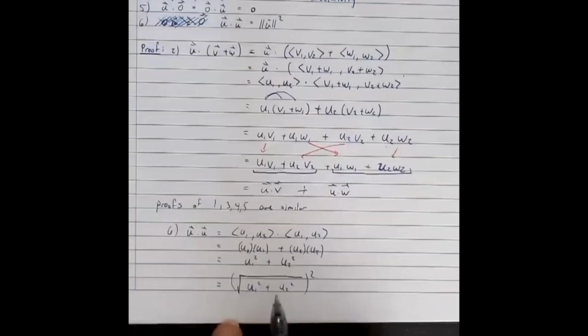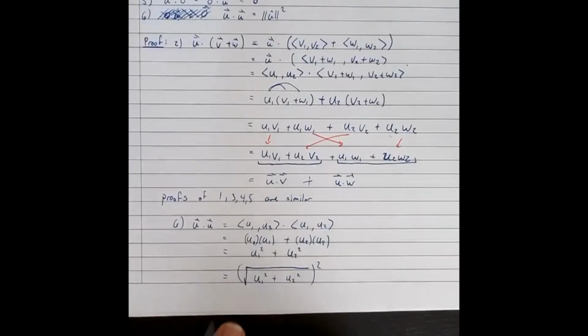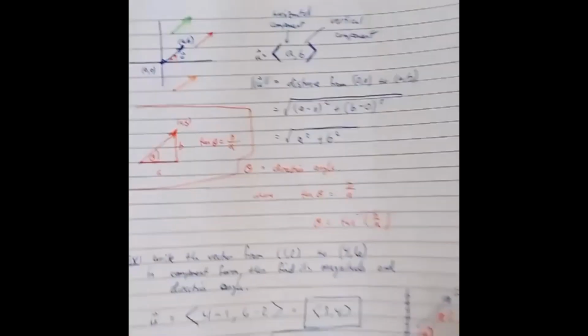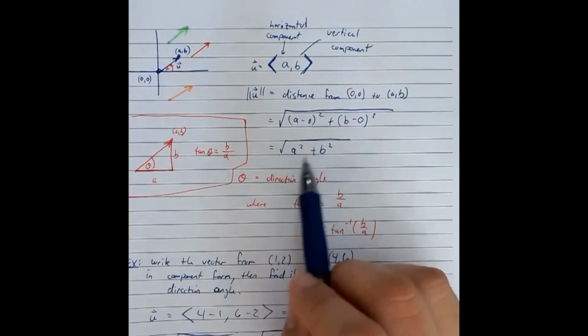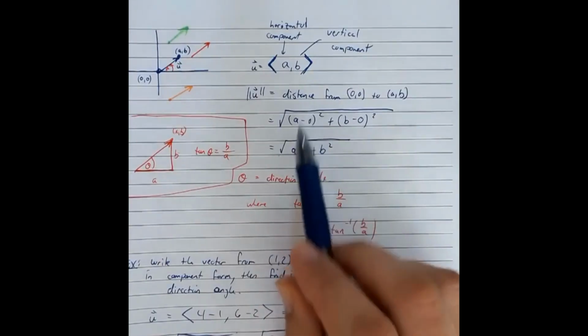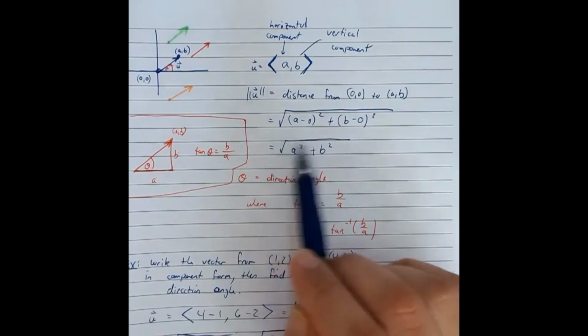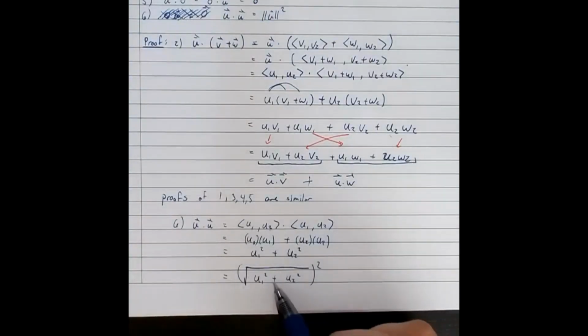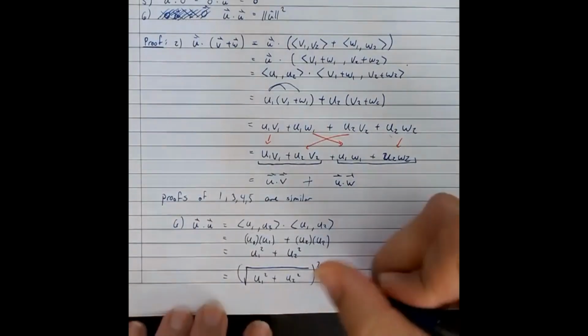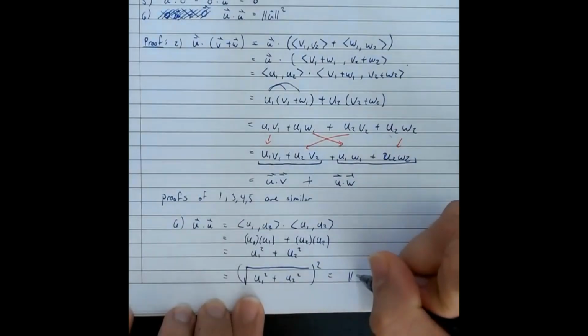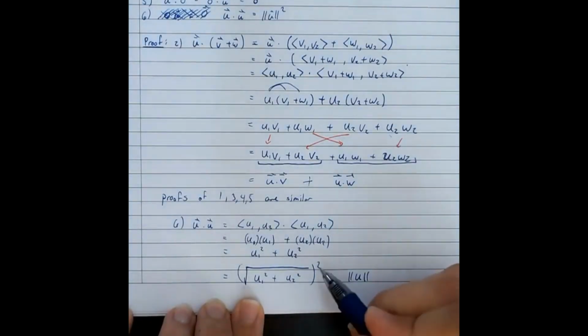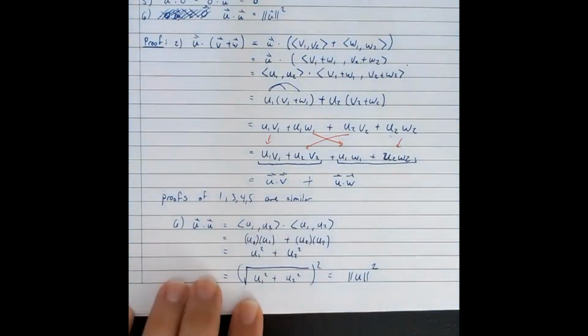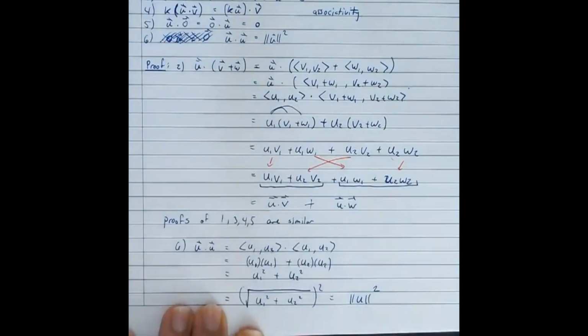But if I don't let them cancel out, notice this is the definition that we gave at the beginning of this section. Namely, if I take the square root of the sum of the squares of the components of a vector, that's the magnitude of the vector. The square root of the sum of the squares of the components is just the magnitude of that vector. So here that's going to be the magnitude of the vector. Oh, but there's a square out here. Okay, so it's the magnitude squared. And that proves our last property.